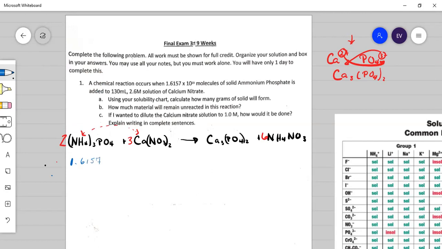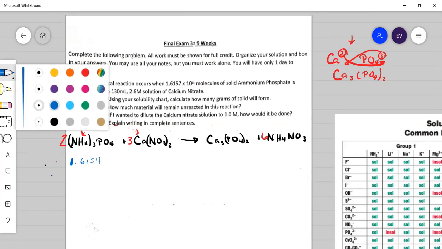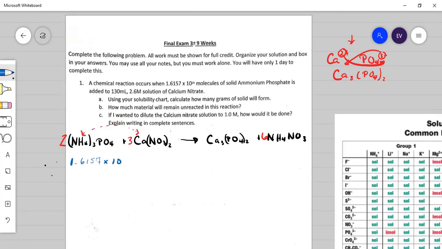1.6157, a little bit too thin, times 10 to the 23 over 1. Okay, I know that for every, oh, sorry.